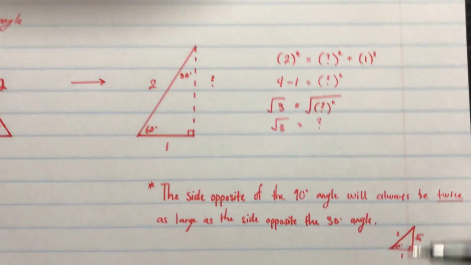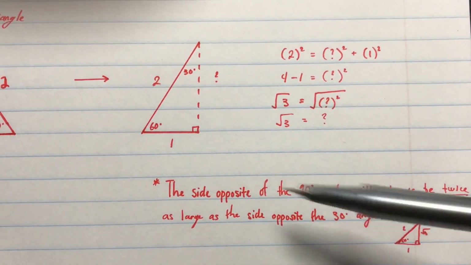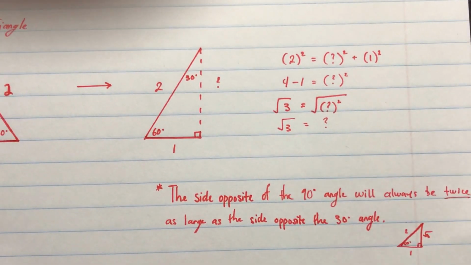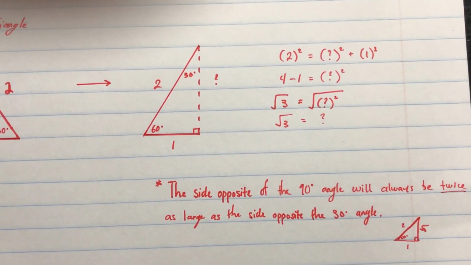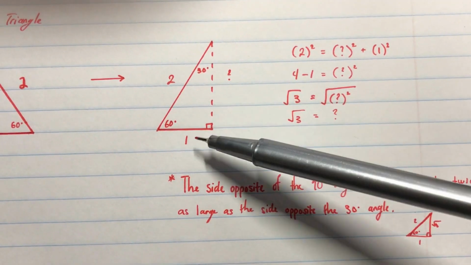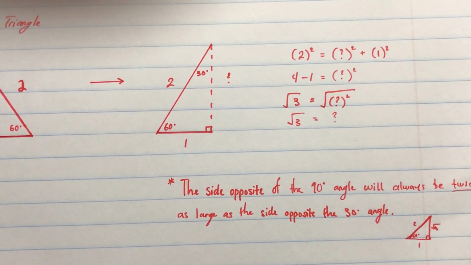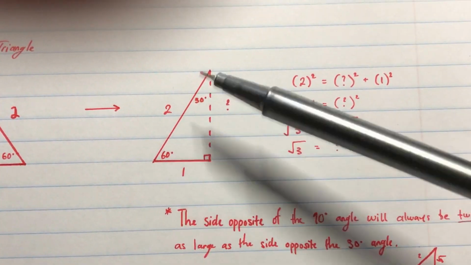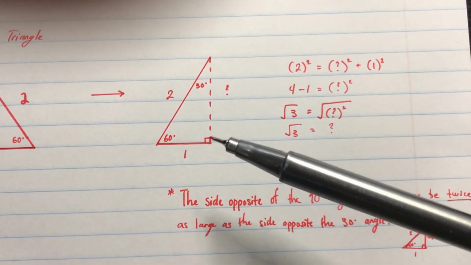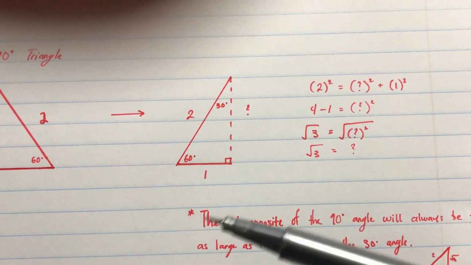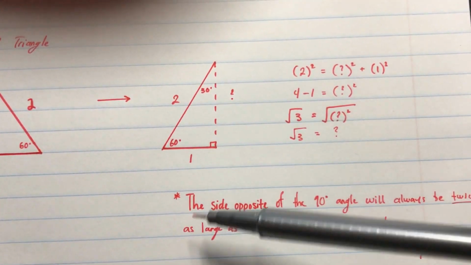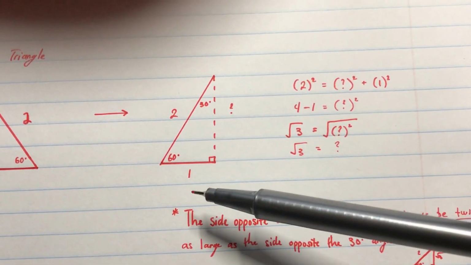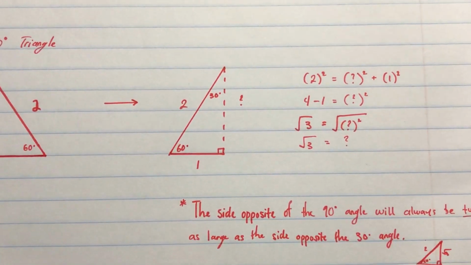Now, what this means is that the side opposite of the 90 degrees, right here, will always be twice as large as the side opposite the 30-degree angle, which is right here. So if we had a 30, 60, 90 degree triangle in this form where the hypotenuse was equal to 10, we would know that the side opposite the 30-degree angle is going to have a length of 5, which would be half of the length of 10.